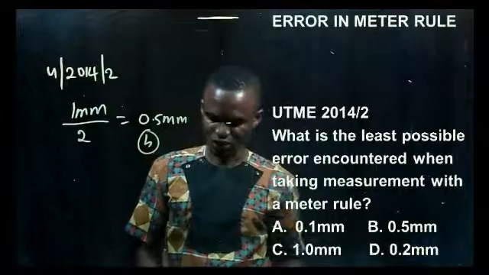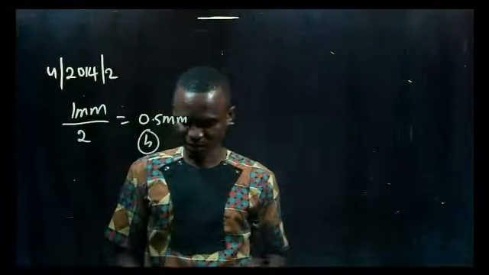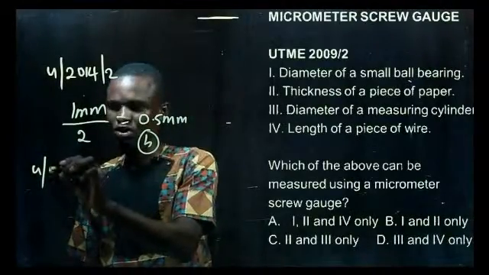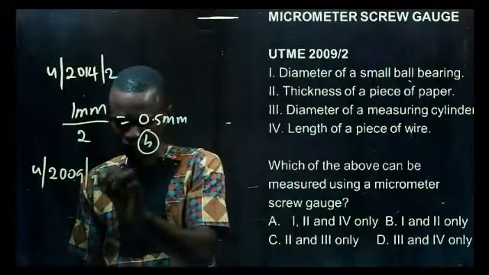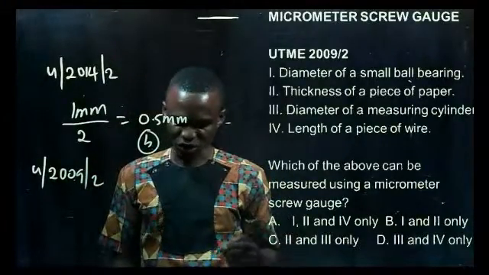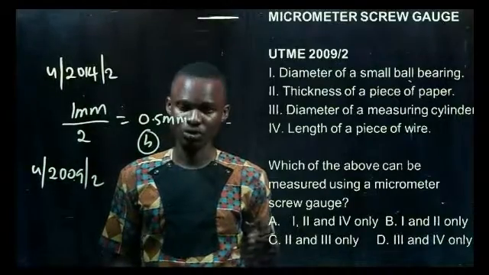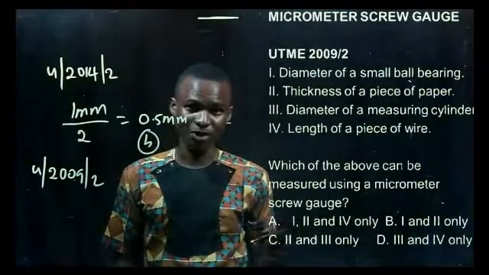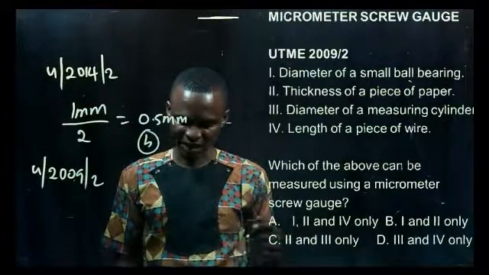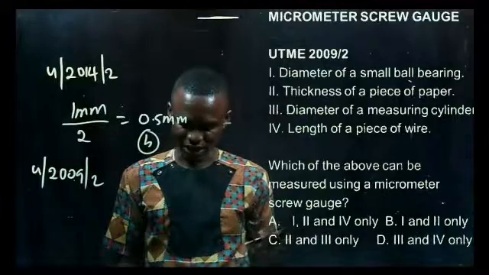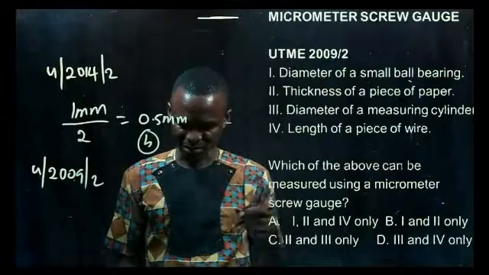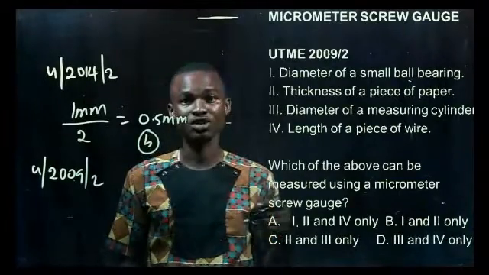Okay, the next one is on micrometer screw gauge. That was UME 2009, question 2. The question is: Roman figure 1, diameter of a small ball bearing; 2, thickness of a piece of paper; 3, diameter of a measuring cylinder; Roman figure 4, length of a piece of wire. Which of the above can be measured using a micrometer screw gauge?